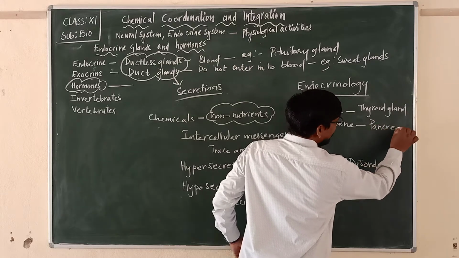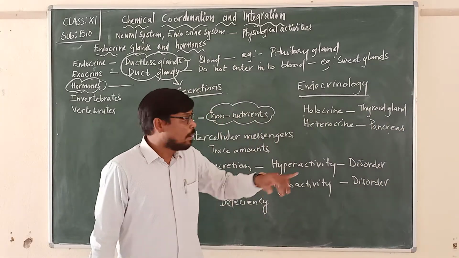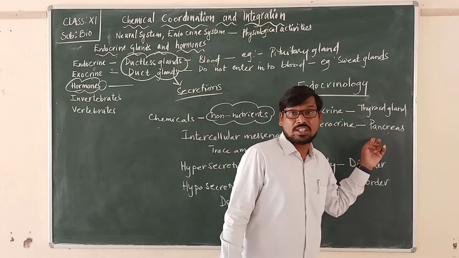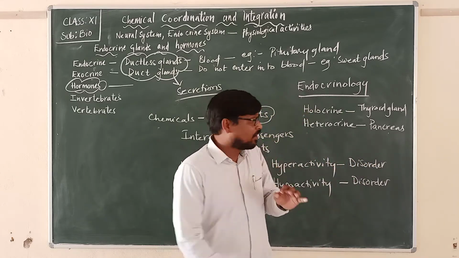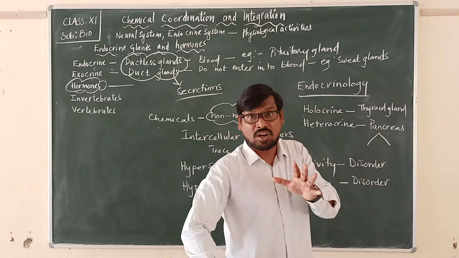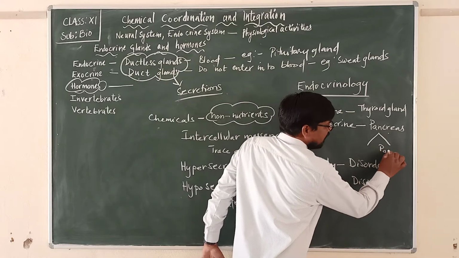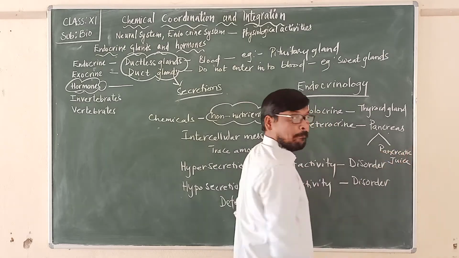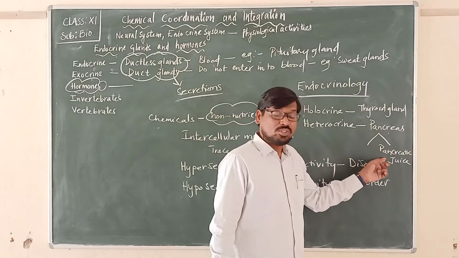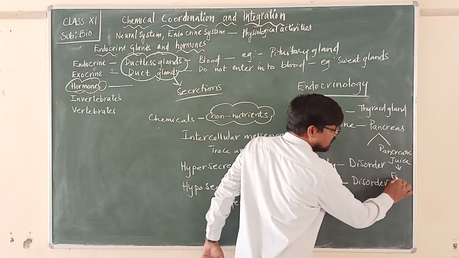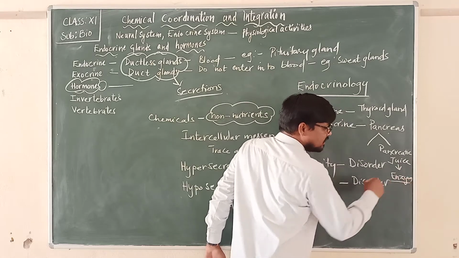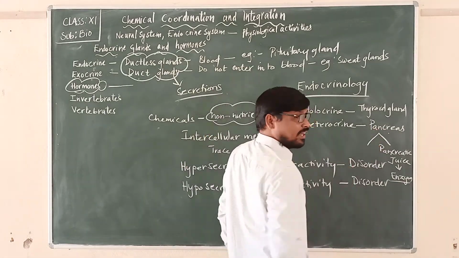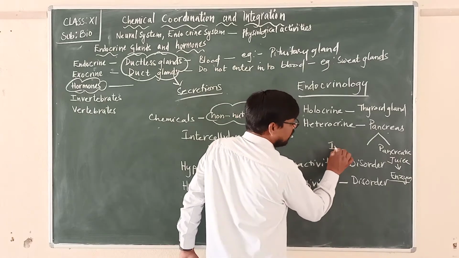If you are looking at the pancreas, it is producing hormones and at the same time it also produces pancreatic juice. Pancreatic juice is not a hormone. It contains what? Enzymes. So you have to remember that the pancreas is producing pancreatic juice, which contains digestive enzymes, enzymes that are required in digesting the food material. And at the same time, the pancreas is also producing hormones called what?